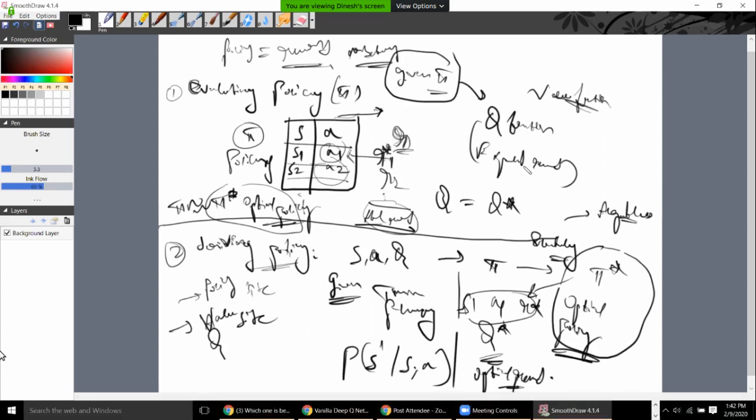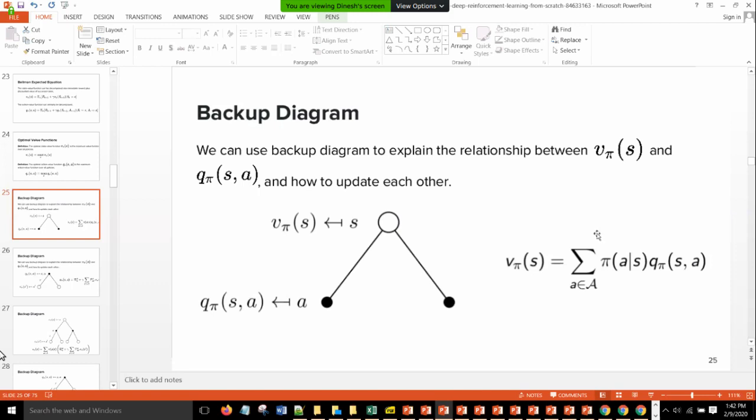Going back, this is nothing but your policy evaluation stage. Here, given a policy, and policy means given a particular state, what action you have to take, you are evaluating your policy and finally calculating your V pi of this. So that is one thing.